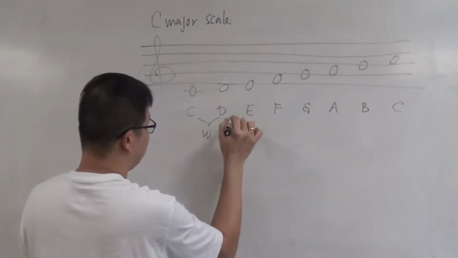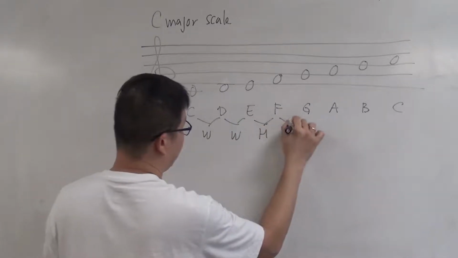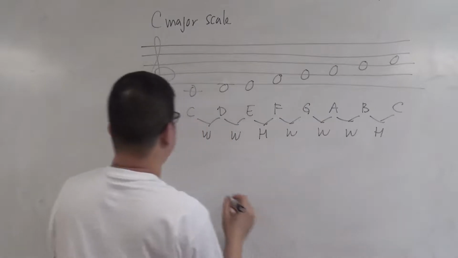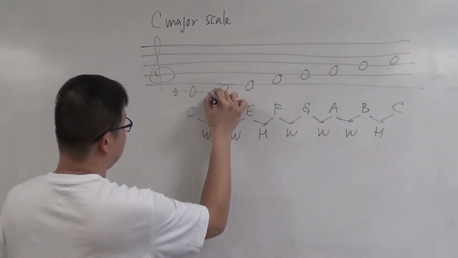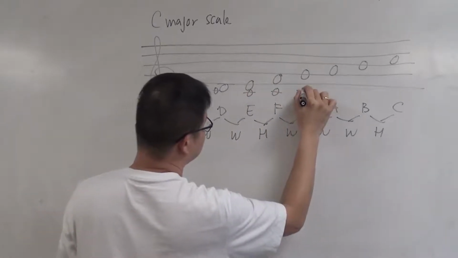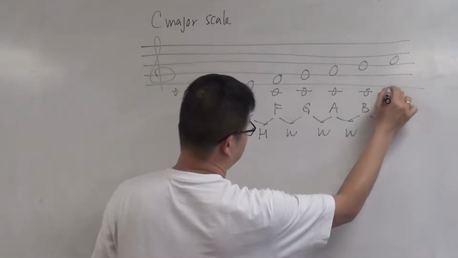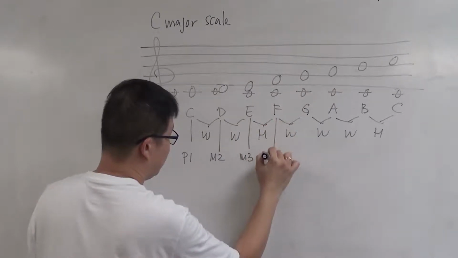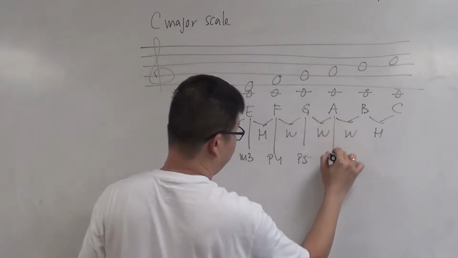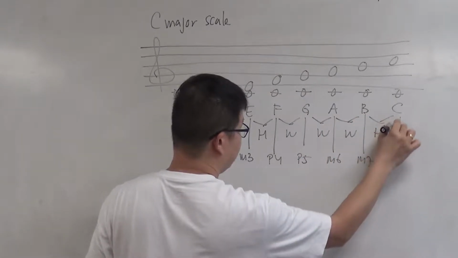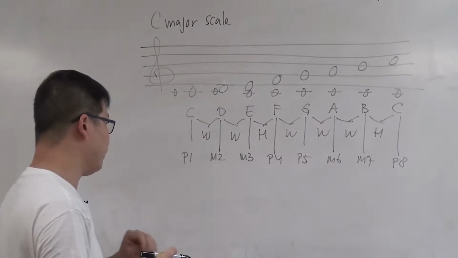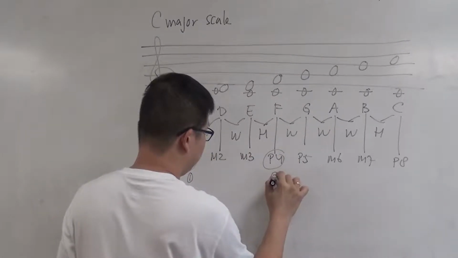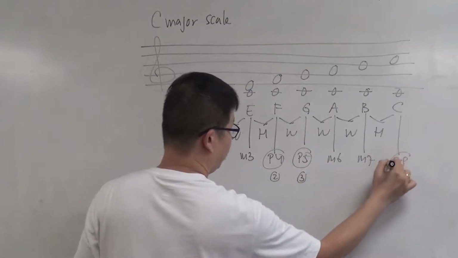C to D is whole, D to E is whole, E to F is half, F to G is whole, G to A is whole, A to B is whole, B to C is half. Okay, now let's put the comparison note, which is the root C, C, C, C, C, C, C, and C. So the intervals will be: this is P1, M2, M3, P4, P5, M6, M7, P8. Now we have 4 perfect intervals in a major scale: P1, this is 1, and then P4, this is 2, and P5, this is 3, and P8, this is 4.